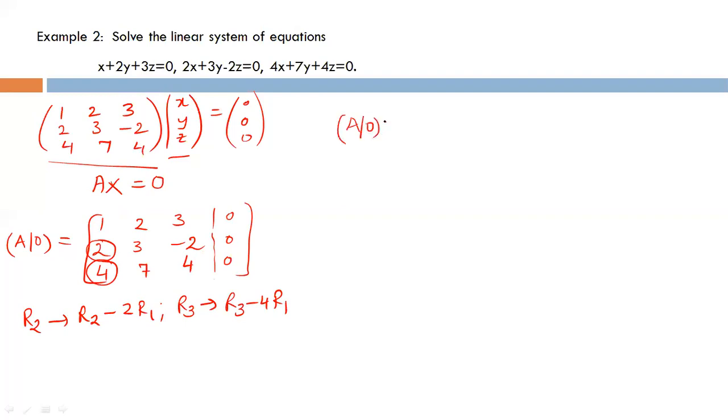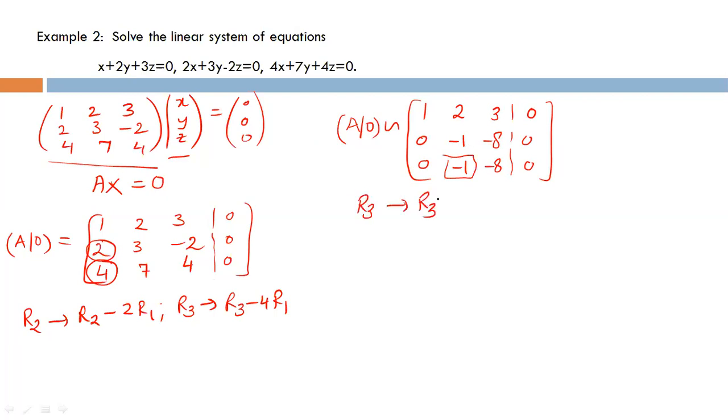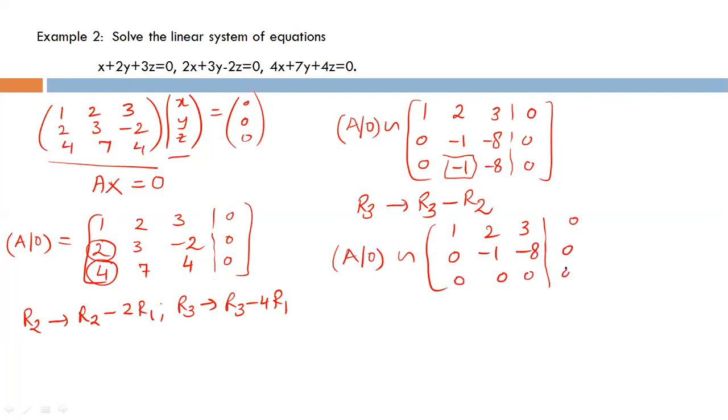So the augmented matrix is now equivalent to 1, 2, 3, 0, 0, minus 1, minus 8, 0, 0, minus 1, minus 8, 0. Now I'm going to make this entry 0 to get the row echelon form: R3 replaced by R3 minus R2. So it is equivalent to 1, 2, 3, 0, 0, minus 1, minus 8, 0, 0, 0, 0, 0.